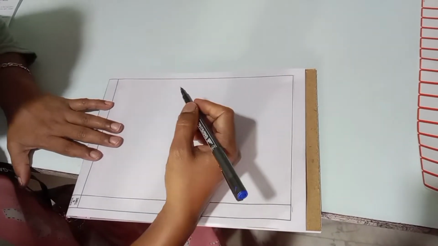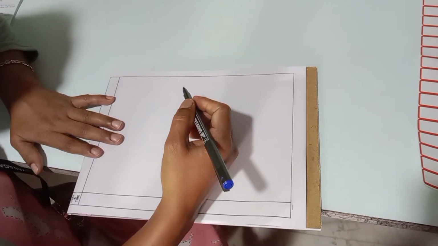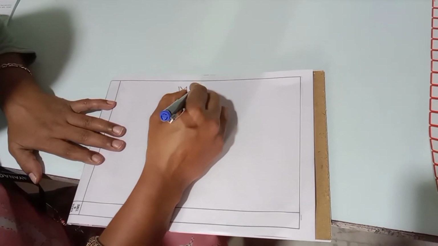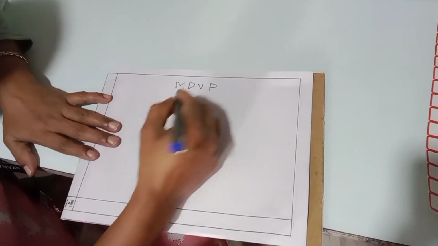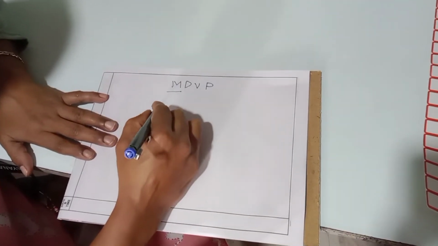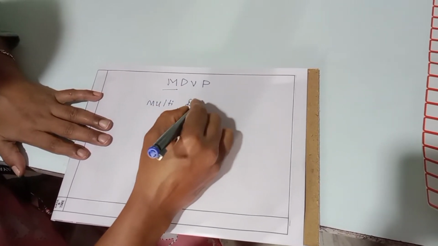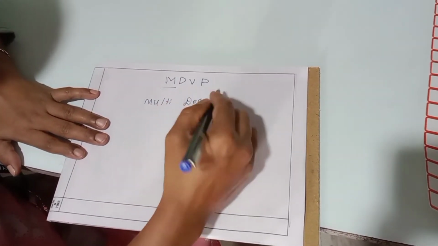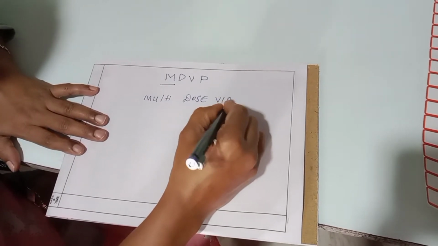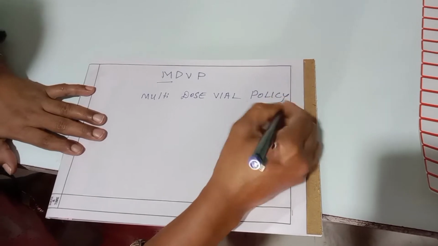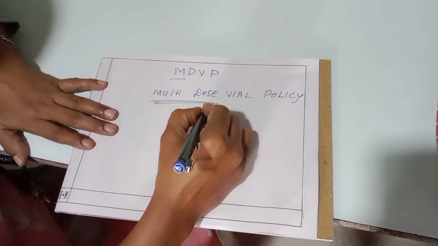Namaste. Today I am going to explain to you about the multi-dose vial policy. So we used to call it MDVP. M stands for multi, D stands for dose, V stands for vial, P stands for policy. What is this multi-dose vial policy?